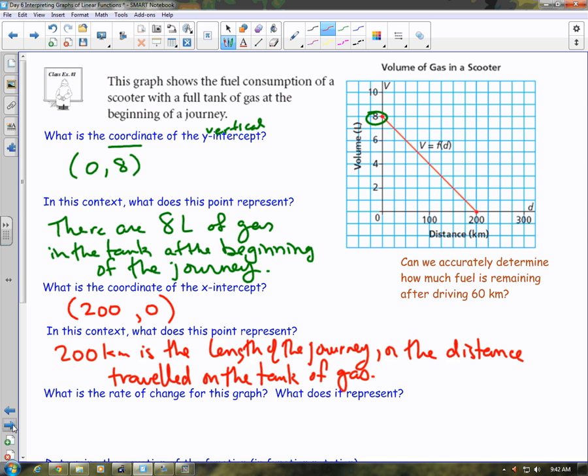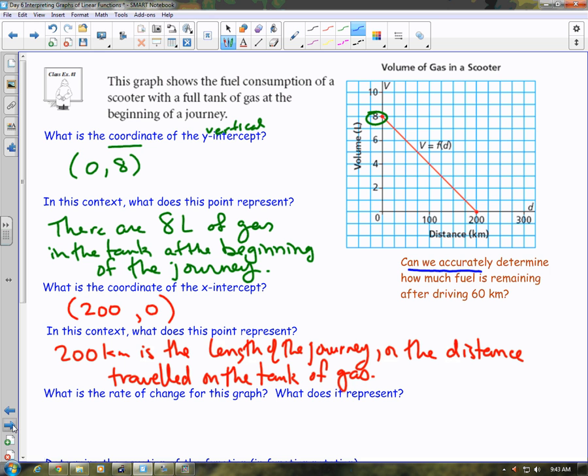Now, before we look at the next question, I want to look at that graph itself, the volume of gas in a scooter. We can see that it starts at 8 liters when the distance is 0, and then it goes down to a distance of 200 when the volume is 0. Underneath there's a little question: can we accurately determine how much fuel is remaining after driving 60 kilometers? If we look at the grid lines, we're going from 0 up to 100.